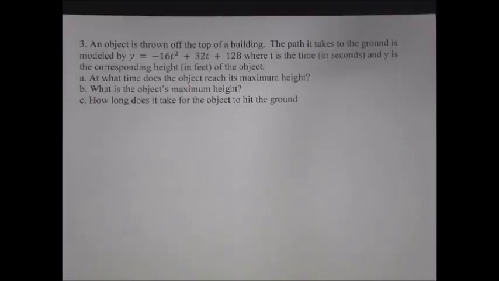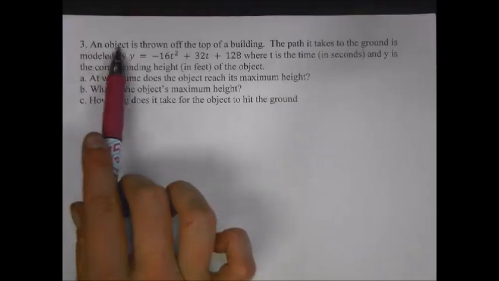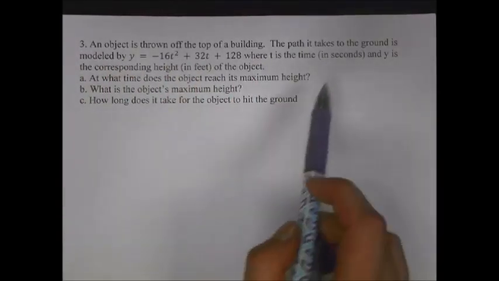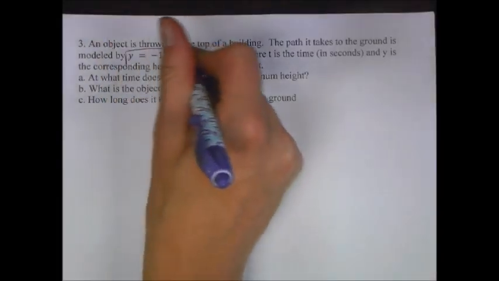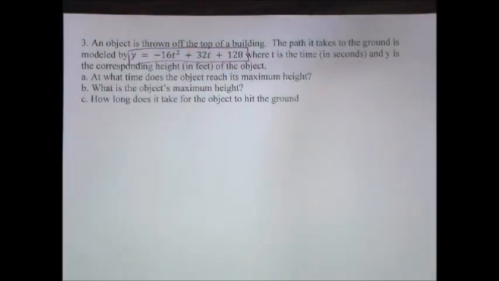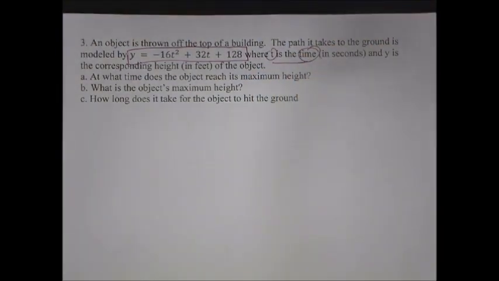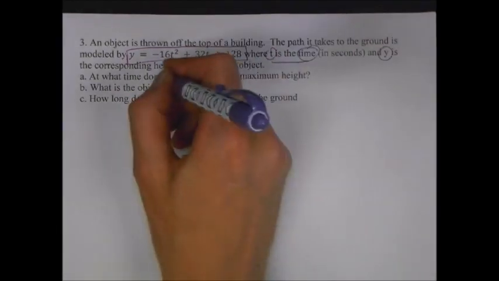For question 3, go ahead and give the students time to write down the question. Let's go ahead and read the question together now that you've written it down. An object is thrown off the top of a building. The path it takes to the ground is modeled by, I'm going to go ahead and box our equation, where t is the time and y is the corresponding height. So y is height.